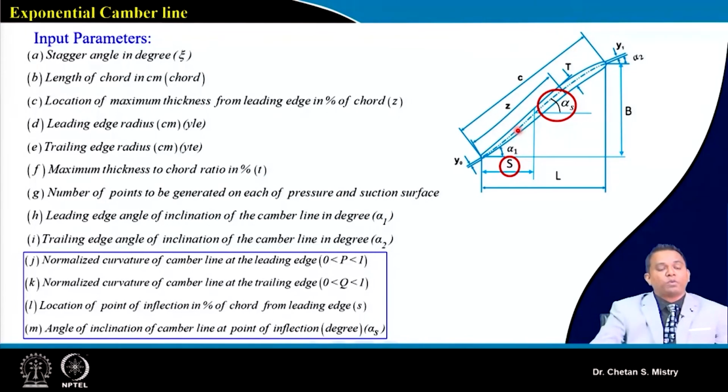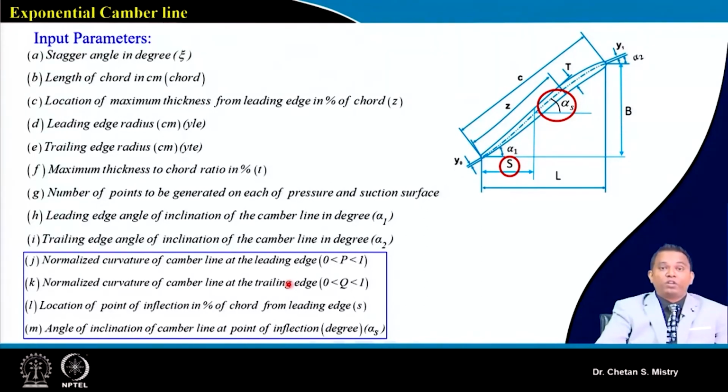Okay. Now suppose we are looking at the development of an exponential camber line. Again, what we are looking for is our stagger angle, the length of the chord, location of the maximum thickness, leading edge radius, trailing edge radius, maximum thickness to chord ratio, and the leading edge angle, that is alpha 1, and alpha 2. In the same way, here we are looking for the constant values of P and Q.